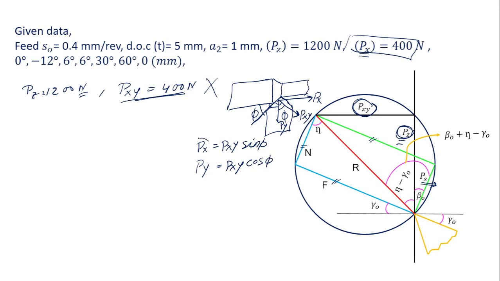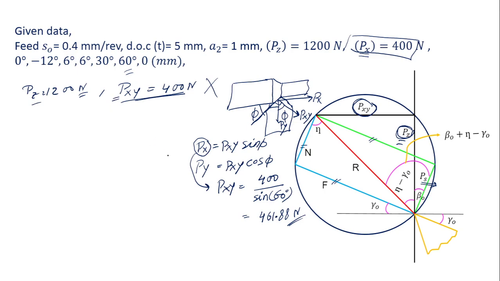Actually the given data is your Px. So first you have to find the value of Pxy from this given data. Pxy is 400 by sine of phi, and I already told you phi is 60 degrees. If you solve this, you will get the value of Pxy around 461.88 Newton. So this is the first point you have to observe, and you have to find out the values of the force. Otherwise, if you start solving the problem by taking Pxy as 400 Newton, then your whole approach will be wrong.